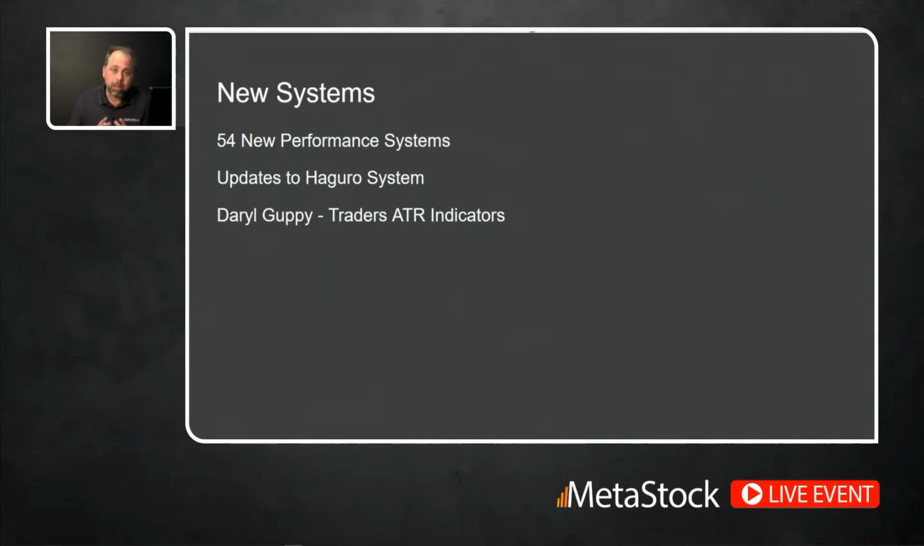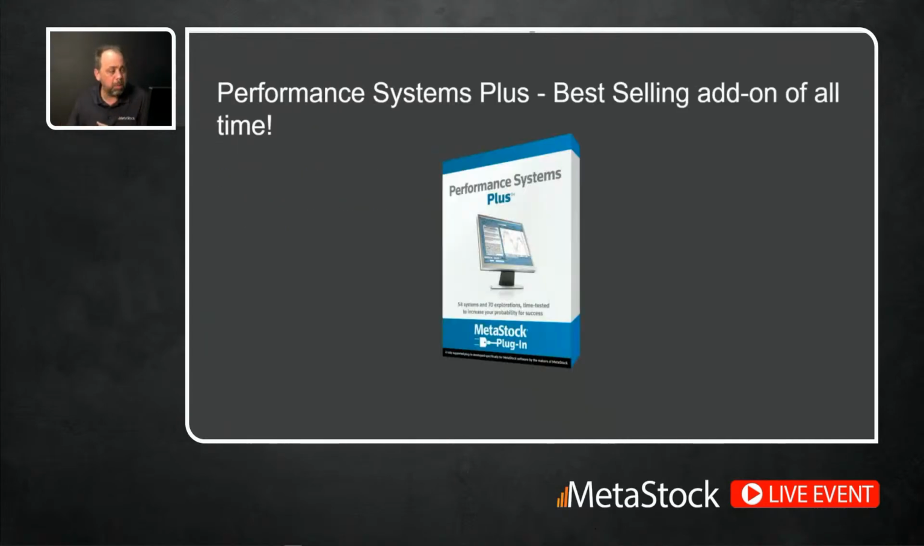And one of the add-ons that was developed by Robert Dedman and the Trading Systems Analysis Group is called the Performance Systems Plus. If you've been using MetaStock for a while, you notice there's a lot of PS systems in your list. There's about 26 of them. And there's always been an add-on that we call the Performance Systems Plus that adds another 54 systems, which gives you a total of 80 systems.